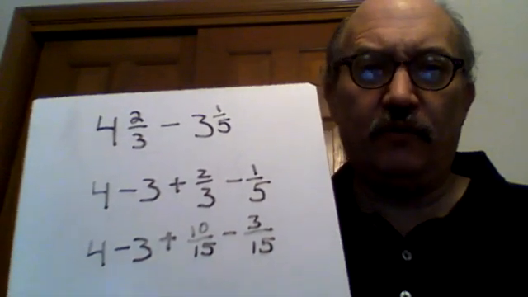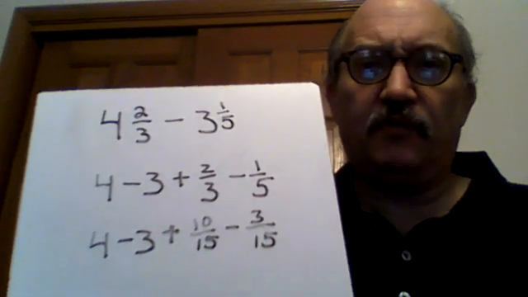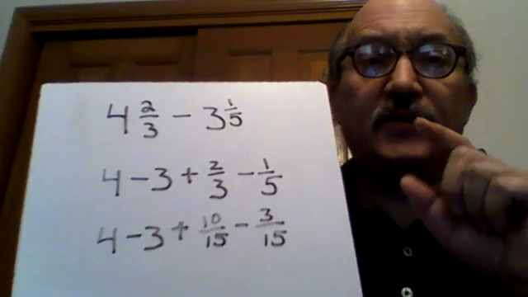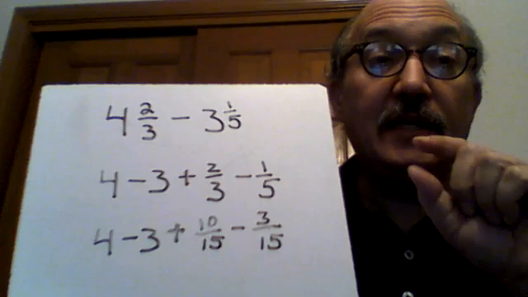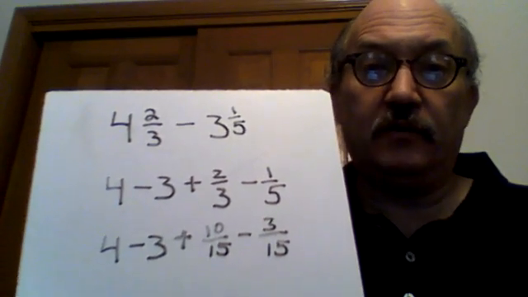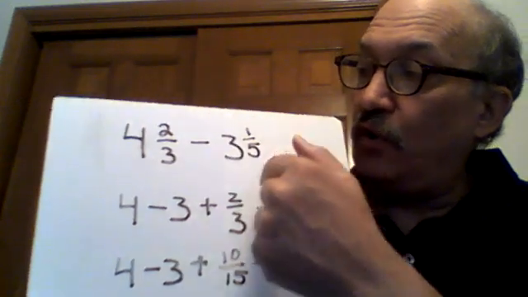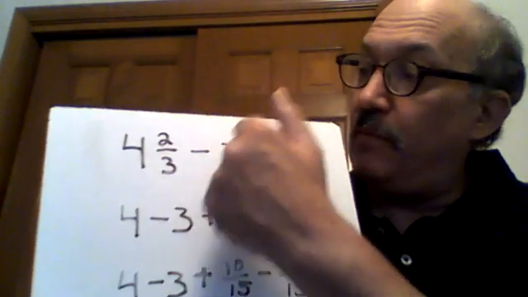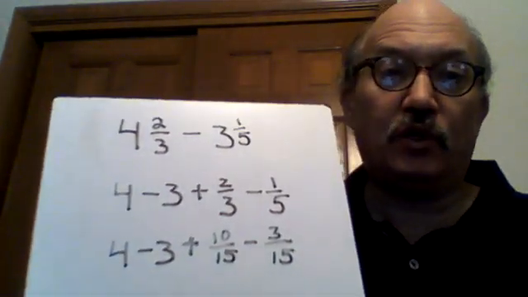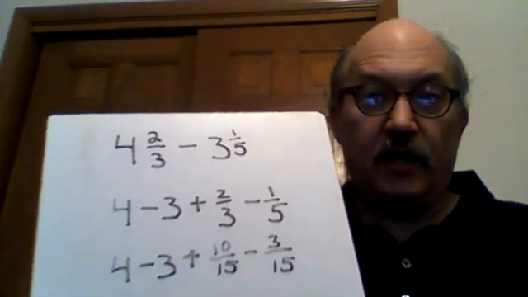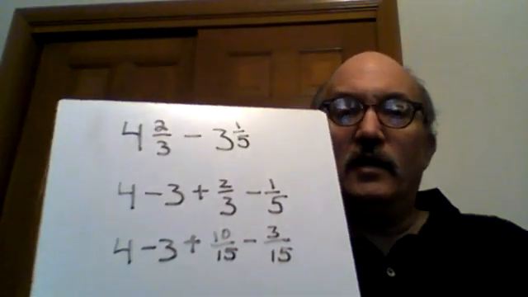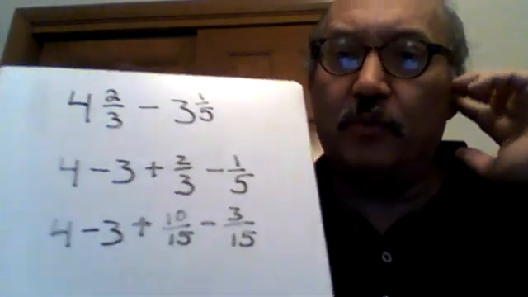is greater than the 1/5. We've talked about this before. This is an easy subtraction for that reason. If the two fractions had been reversed, if it had been 4 and 1/5 minus 3 and 2/3, that's a more challenging subtraction that we've looked at and we'll look at again. But we'll just keep it simple here.